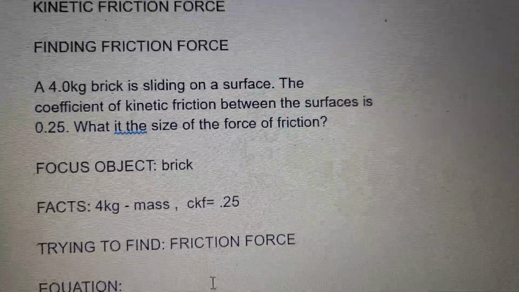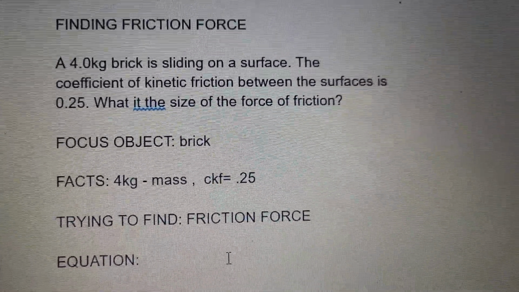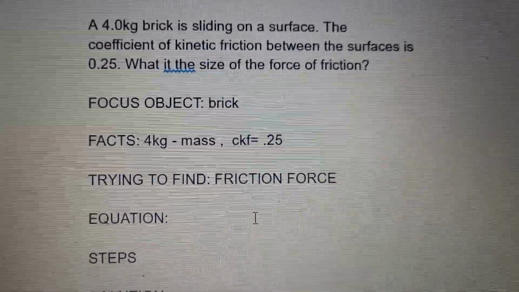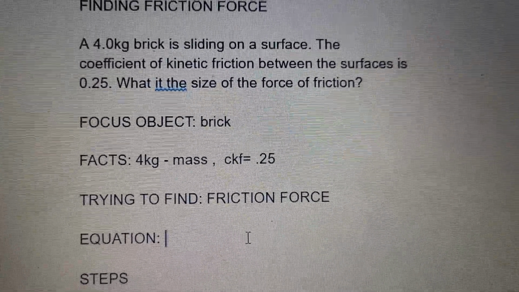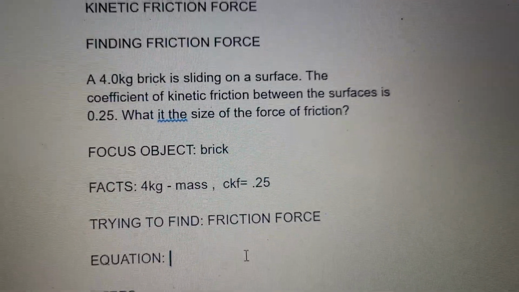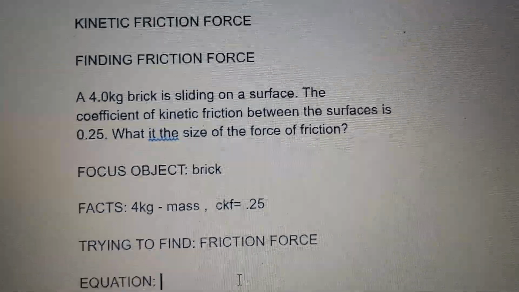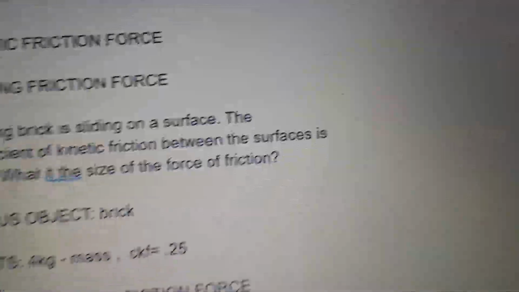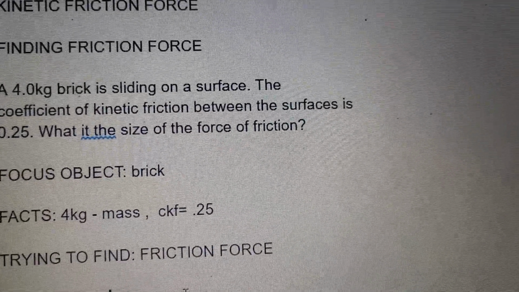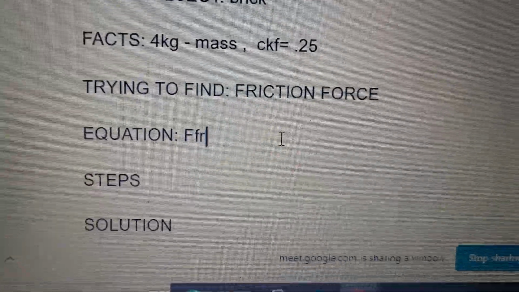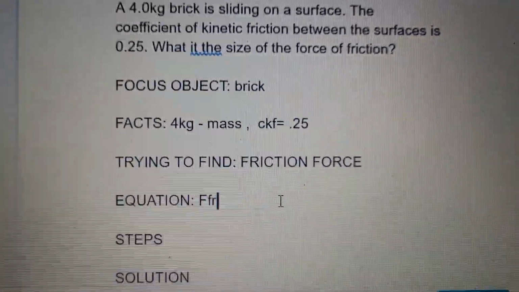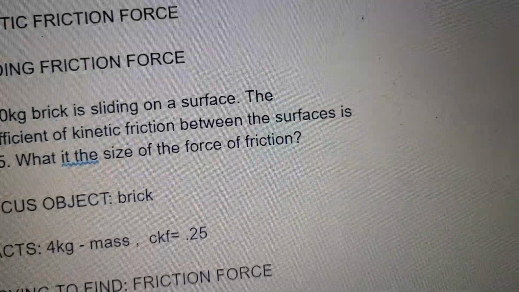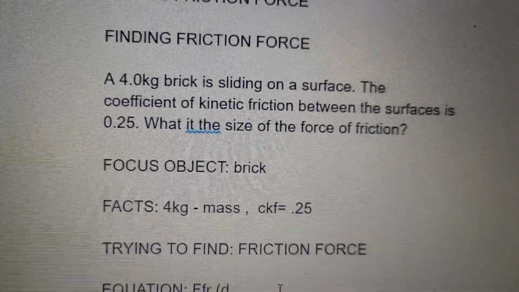F_fr equals mu_k times F_N. Oh yeah, that sounds so much more difficult when you say it like that. But I will simplify it for those who need it. So F, that giant F that you see, and make sure you take notes on this too, so you know what they mean. So this F_fr that he just stated is actual friction. This is the friction force itself.